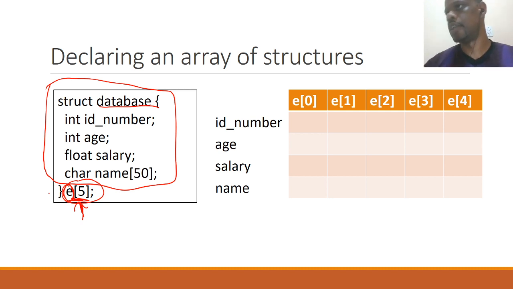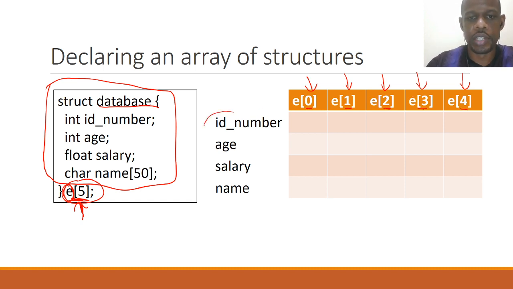So when I create the array, it's going to have E location 0, E location 1, E location 2, E location 3, and E location 4, because we should know that arrays start from 0. If our array starts from 0, each one of them will have a location. So I could address it by saying E location 0 dot ID number could be 5, or age could be 20, or salary could be 500, and name could be Bob.